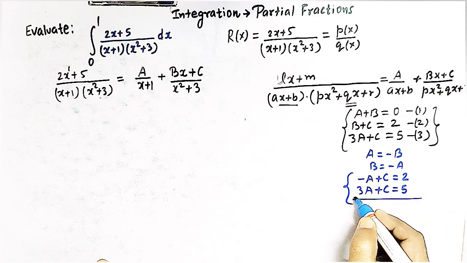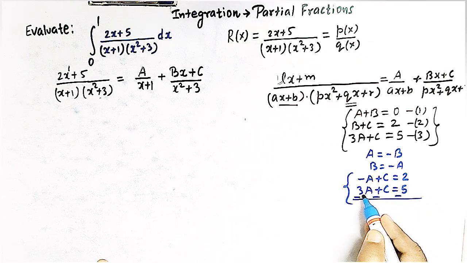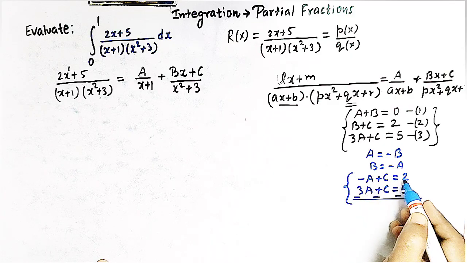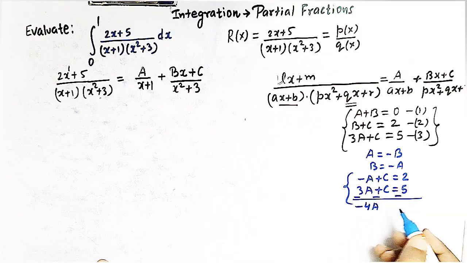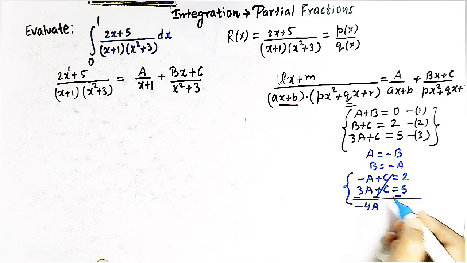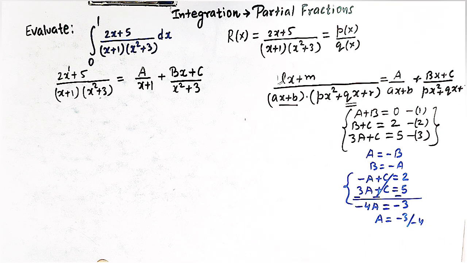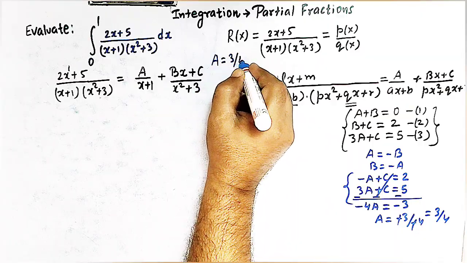Now if we subtract both these equations, then here we have the negative sign, right? So subtracting 3a plus c is equal to 5 from this equation, minus a plus c is equal to 2. Here we have minus a minus 3a, that is minus 4a. Here c and minus c get cancelled. 2 minus 5 is minus 3. So we have a is equal to minus 3 over minus 4, that is simply 3 over 4, right? So we have the value of a as 3 over 4.